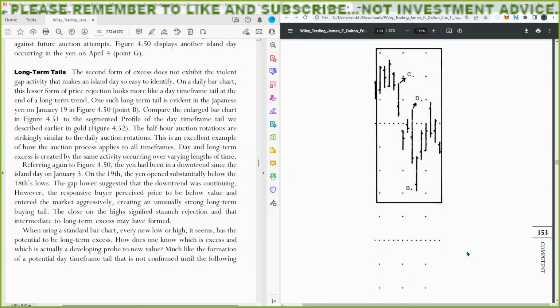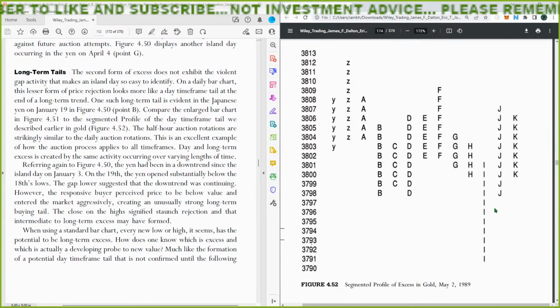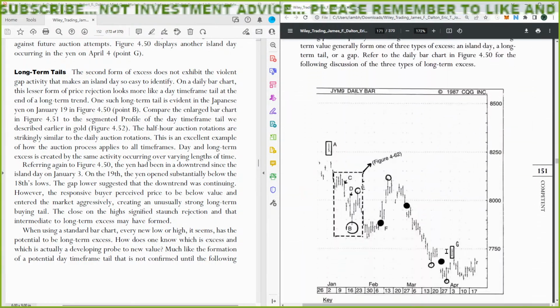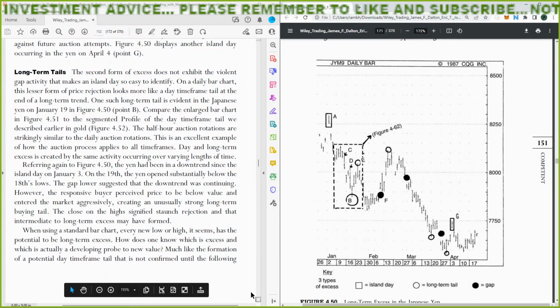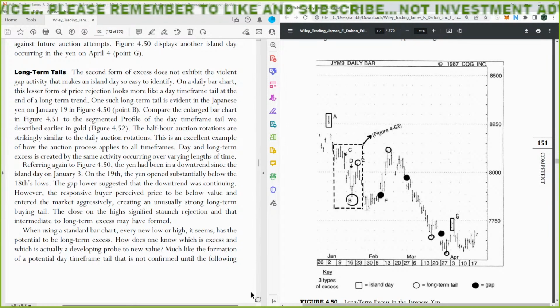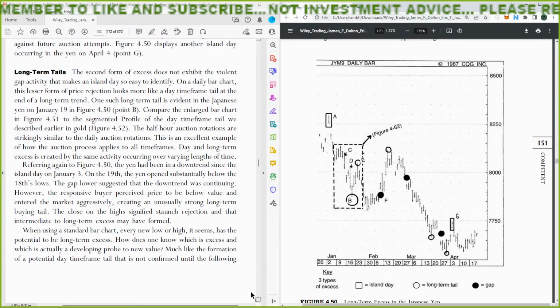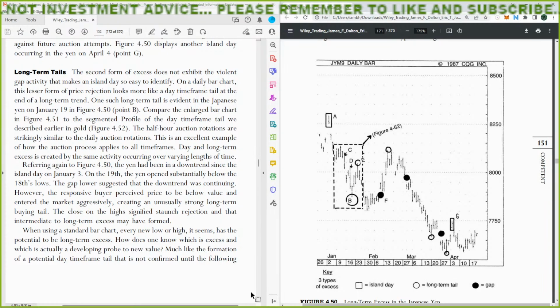4.51. The tail, 4.52. The half-hour auction rotations are strikingly similar to the daily auction rotations. This is an excellent example of how the auction process applies to all time frames. Day and long-term excess is created by the same activity occurring over varying lengths of time.